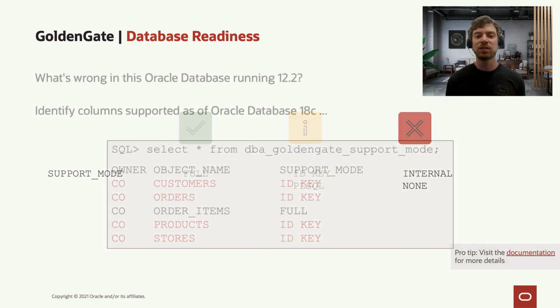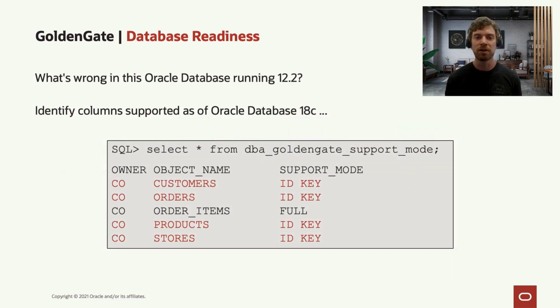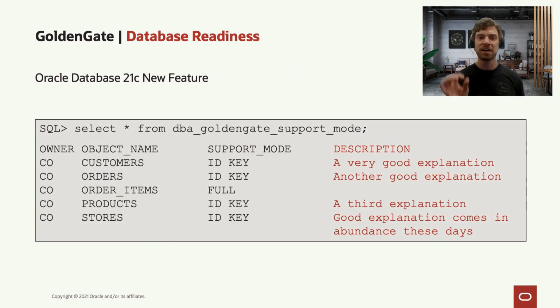So if you want to understand why a given object is not supported, before 19c, this support mode column has those values that I just explained, and you will need to do some research and understand why that table is not supported. However, since 21c, there is a new column called description, which will tell you exactly the reasons why that table is not supported. In this example here, we see that for ID key support mode, it explains why it's not supported. However, for full, you don't have any explanation, because remember that when you have a full, it means that it's all good, this table or this object is fully supported.